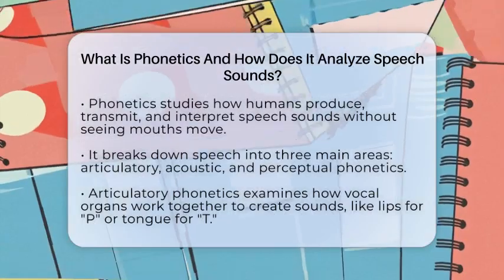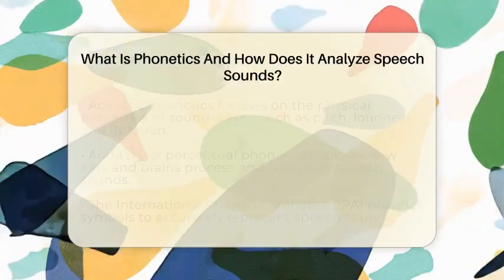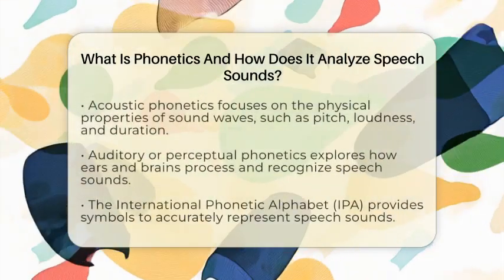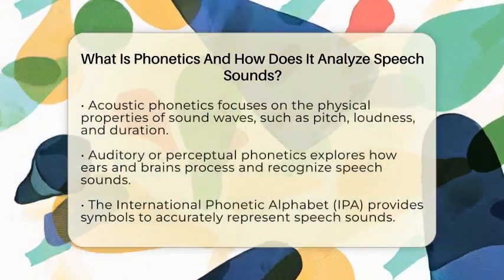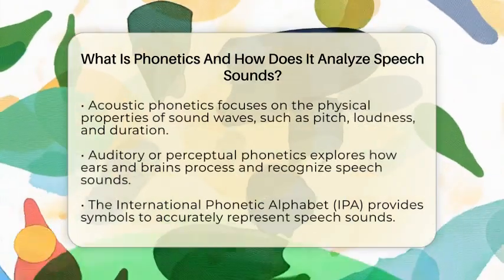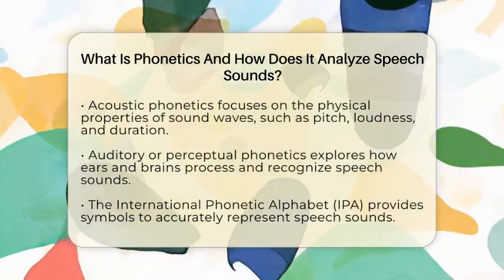The first is articulatory phonetics. This part studies how our vocal organs work together to produce sounds. For example, when you say the letter P, your lips close and then burst open. Or when you say T, your tongue touches your teeth. It's like a tiny concert of muscles and organs working in harmony.